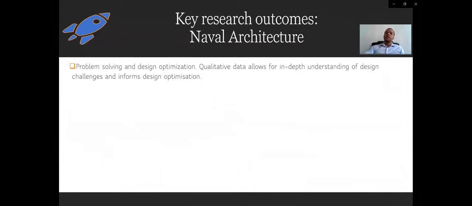Key research outcomes in naval architecture, again, are in problem solving and in design optimization, where qualitative data in this case allowed for a good understanding of the design challenges that the designer is experiencing and also informed design optimization.